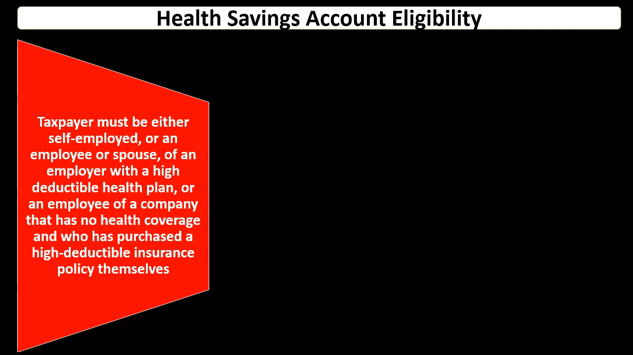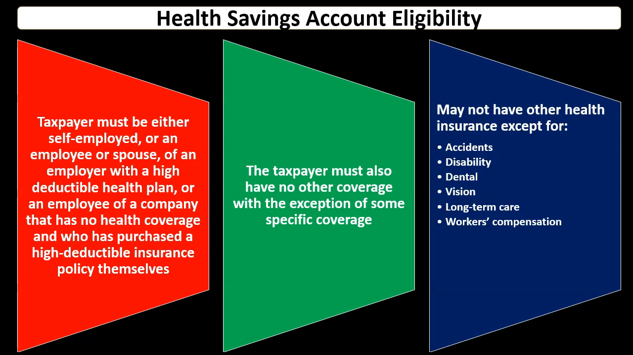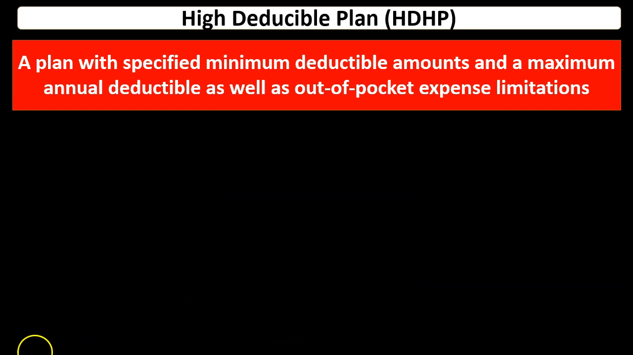Taxpayer must be either self-employed or an employee or spouse of an employer with a high deductible health plan, or an employee of a company that has no health coverage and who has purchased a high deductible insurance policy themselves. The taxpayer must also have no other coverage with the exception of some specific coverage. They may not have other health insurance except for accidents, disability, dental, vision, long-term care, workers' compensation.